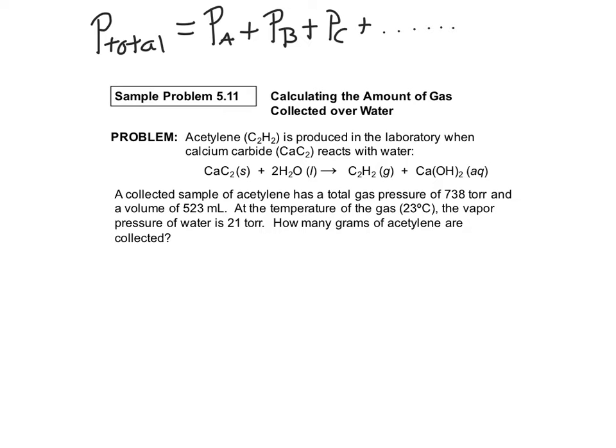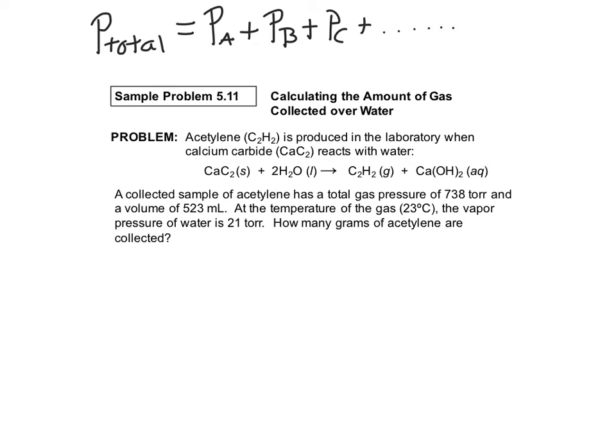It says acetylene is produced in the laboratory when calcium carbide reacts with water. They give us a balanced equation, and they say a collected sample of acetylene has a total gas pressure of 738 torr at a volume of 523 milliliters. At that temperature, 23 degrees C, the vapor pressure for water is 21 torr. How many grams of acetylene are collected? So, anytime we're doing a reaction with gases and water is involved, there's always going to be water vapor in the final product. So that's the type of problem we're looking at here. We have to take into account that partial pressure for water.